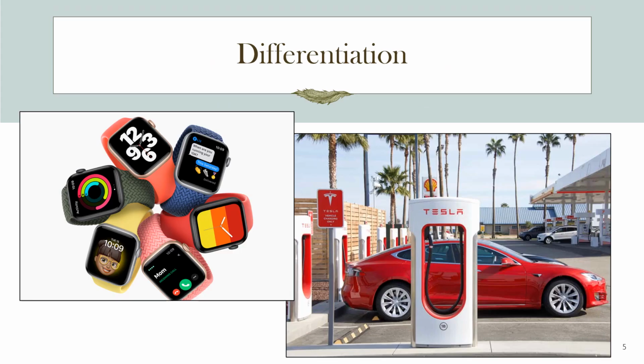So let's first talk about differentiation, and I have a couple of examples on here, and my first one would be Apple, because Apple, they're always coming out with new features, they're coming out with new products. I mean, the Apple Watch was huge when it came out because it was so different, tracking your fitness and also tracking your calls and your texts on just your watch was a new idea.